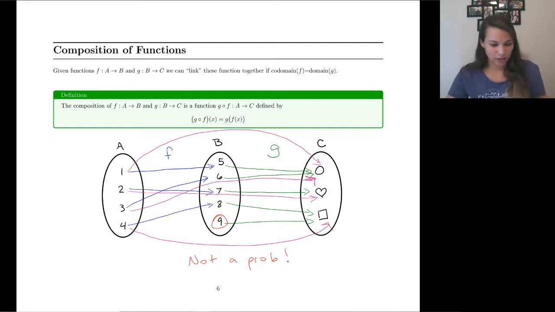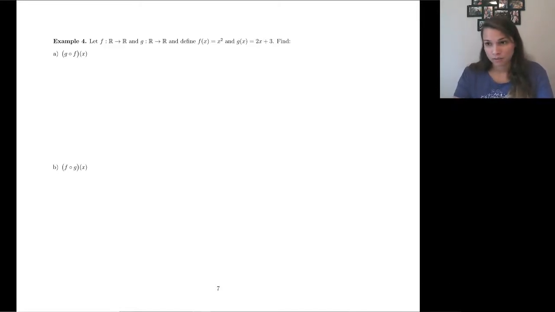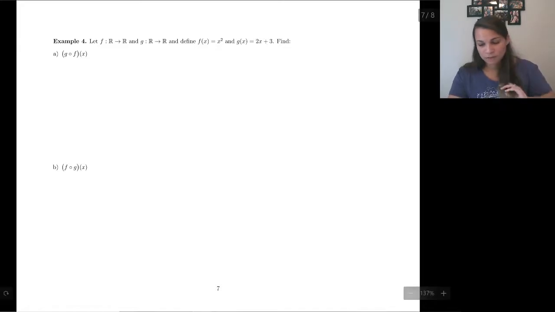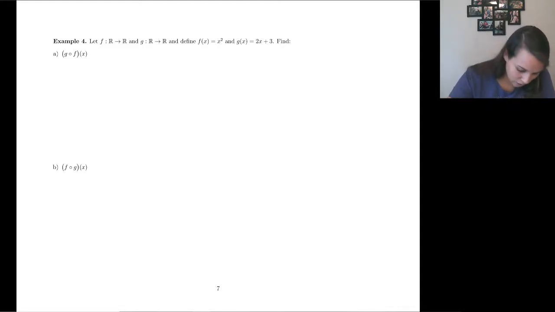Let's look at maybe some more traditional examples of functions we're used to looking at. We've got f going from R to R, and g is also going from R to R. And I have two different functions to look at. We have x squared for f, and we have 2x plus 3 for g. Let's go ahead and find the following compositions.